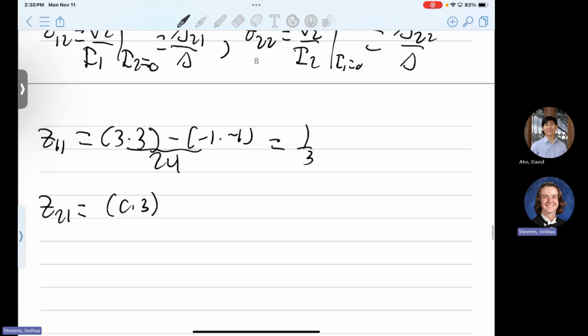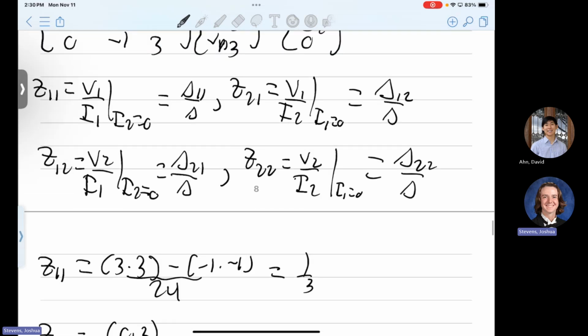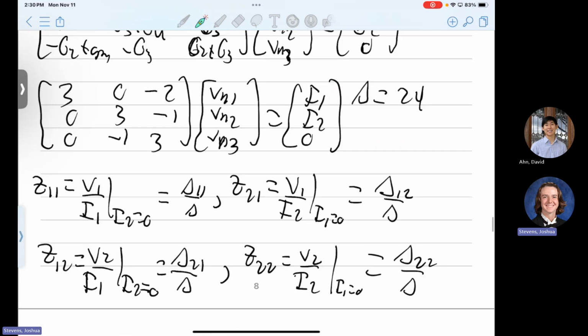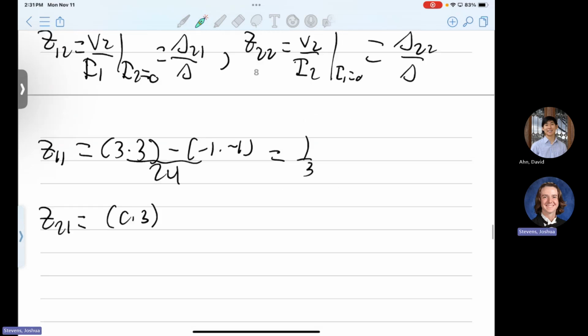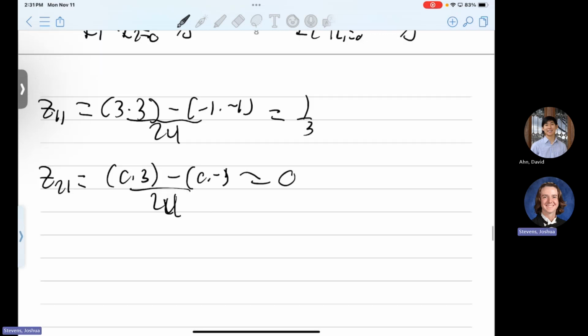Sorry, delta 21. For Z21, we use this here, which is delta 12. So the process is still correct, as in first row, second column matrix. I just said the wrong Z value. So for Z21, use delta 12 over delta, which is just 0, or cross that out, 0 times 3 minus 0 times -1. So that becomes 0 times 3 times 0, -1, all over 24, which just equals 0. We agree? Cool.